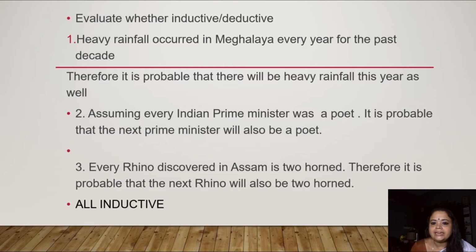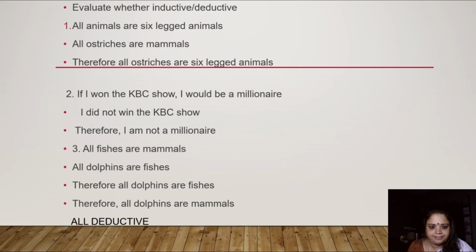Assuming every Indian Prime Minister was a poet, it is probable that the next Prime Minister will also be a poet. So this is again following the uniformity of nature, the law of uniformity of nature. Again, it is an inductive argument. Every rhino discovered in Assam is two-horned. Therefore, it is probable that the next rhino will also be two-horned. Again, inductive. So, all the statements given here are inductive.